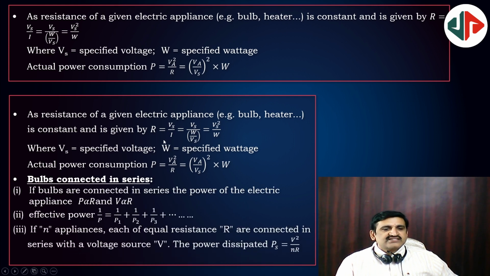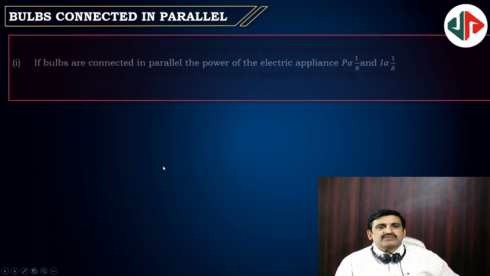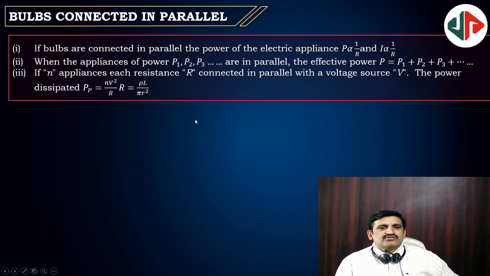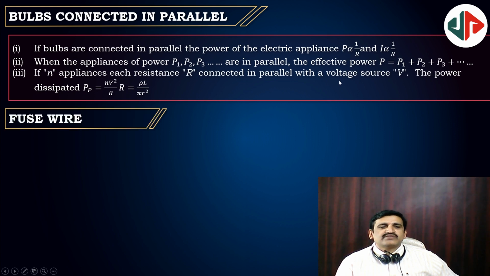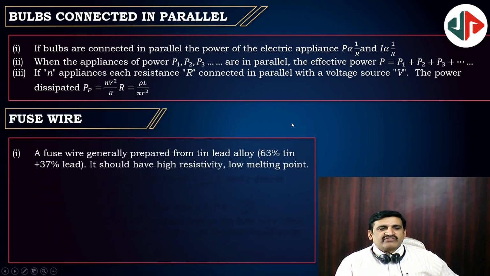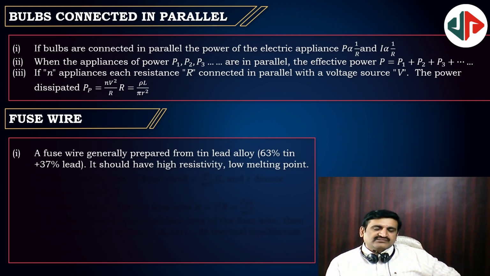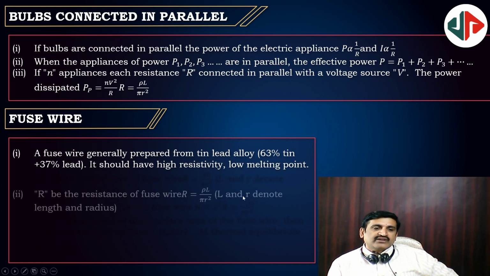Bulbs connected in series: equivalent power is 1/P equal to 1/P1 plus 1/P2 plus 1/P3. Bulbs connected in parallel: P equal to P1 plus P2 plus P3 and so on. So in our household circuits, bulbs will be in parallel, so P equal to P1 plus P2 plus P3. And fuse wire is generally prepared with a tin and lead alloy, 63% tin and 37% lead. It should have high resistivity and low melting point.